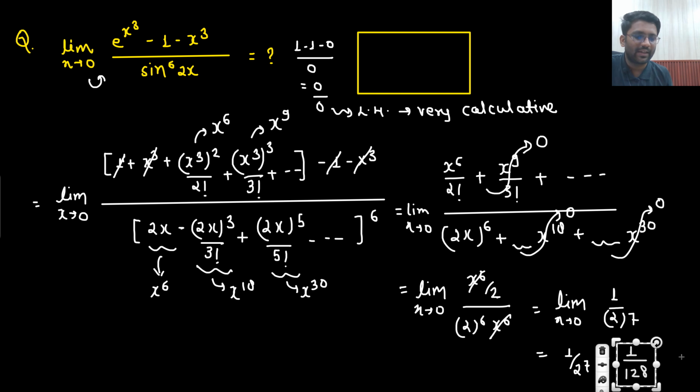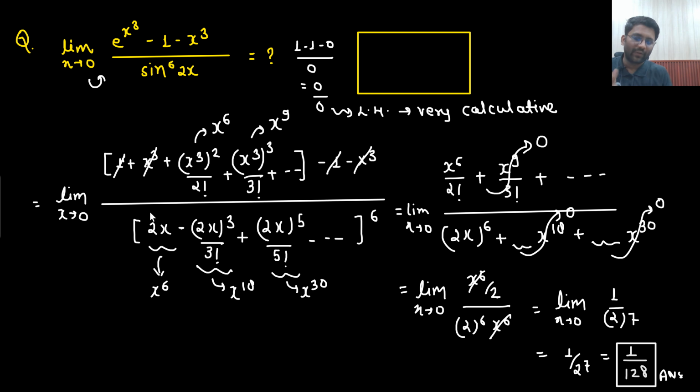128 is the answer. Again I will explain how you should think. Sir, I thought of L'Hopital, very calculative, forget it. Then I thought of expansion. So I wrote down the expansion up to the point that I wanted. Here also I wrote down the expansion. Then I thought that this and this are getting cancelled out. This will give me the factor of x to the power 6, then x to the power 9 and so on.